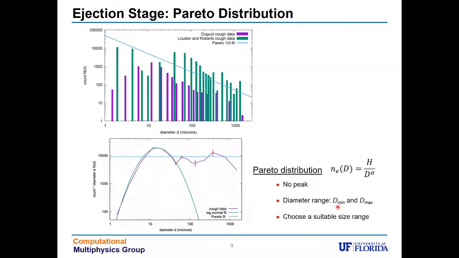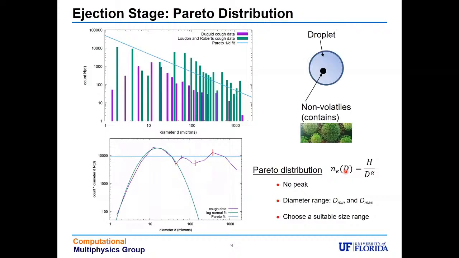And this Pareto distribution can be used from some minimum diameter, say 1 micron, to a large diameter, say 1 millimeter. So this is how the droplets are first ejected. The theory I'm going to show doesn't care what distribution you're going to follow, but let's say that Pareto distribution is a good distribution.